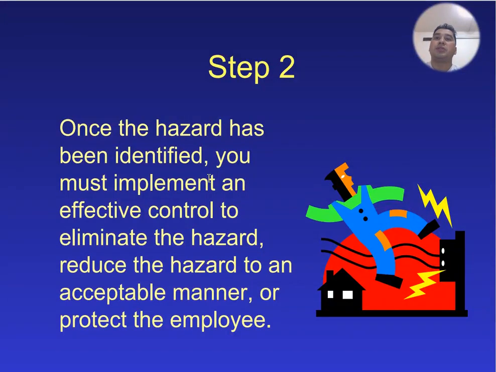After that, step 2: once the hazard has been identified, you must implement an effective control to eliminate the hazard. So the first step, you identify the hazard. Second step, you have to put the control measure to make sure that you are reducing the hazard or eliminating the hazard to an acceptable level.